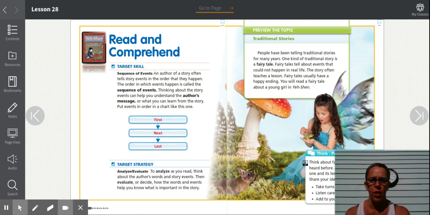And remember that an author of a story often tells story events in the order that they happen. That's called sequence of events. So you're going to be thinking about the story events, which will help you understand the author's message or what you can learn from the story. So let's get started.